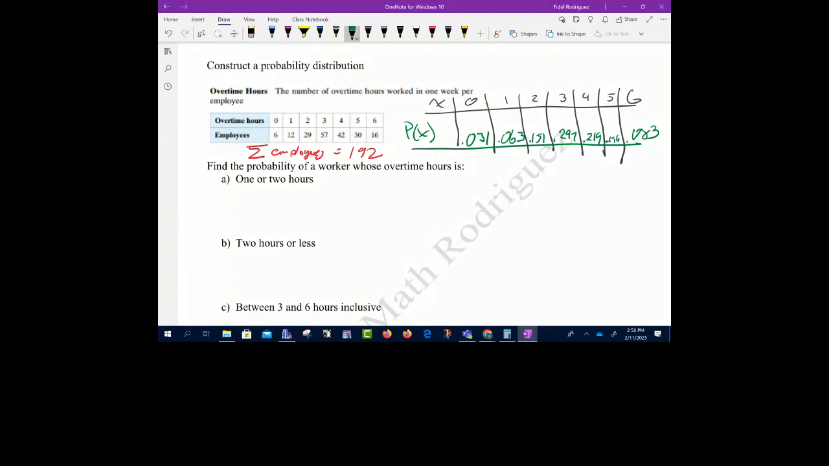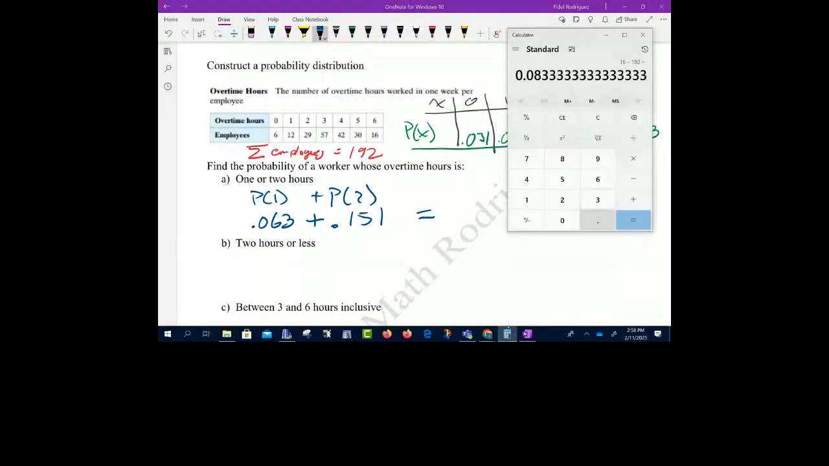Okay. Now, let's just start going through the questions. Find the probability of a worker whose overtime is 1 or 2 hours. Y'all, what we're going to do is take the probability for 1 hour and the probability for 2 hours, and add those together. So 1 hour is 0.063. 2 hours is 0.151. My friends, I'm going to add those numbers together. 0.063 plus 0.151, 0.214.